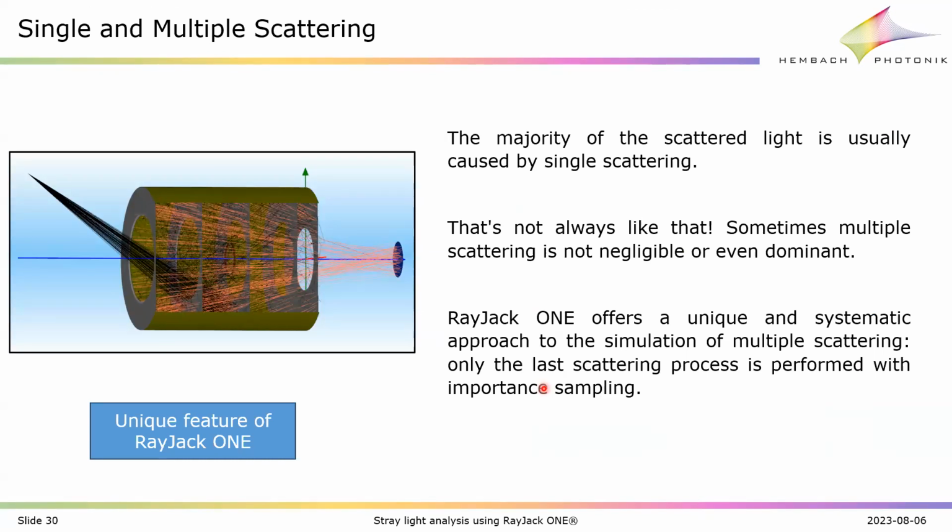Finally, when you're bringing things together, you also will have to cope with multiple scattering. Very often single scattering is dominant, but not always. And then you have to cope with multiple scattering, like here inside this baffle. So light goes back and forth, and RayJack ONE offers a feature, so-called observation rays, with which you still can compute the signal on the detector quite accurately with a reasonable amount of rays.